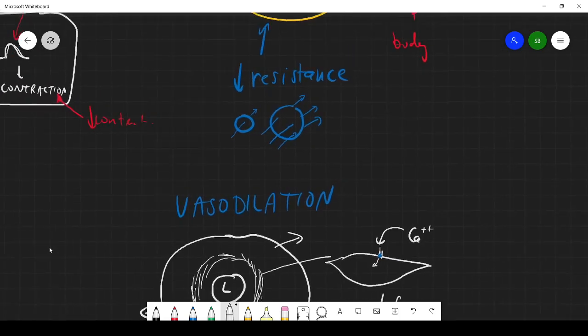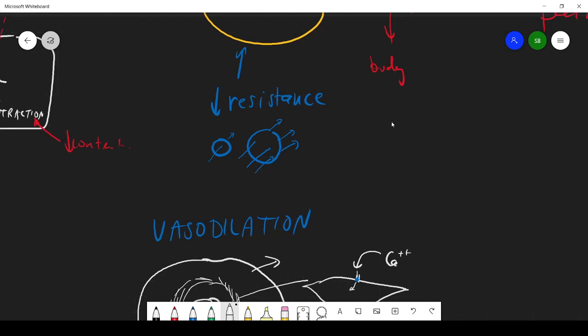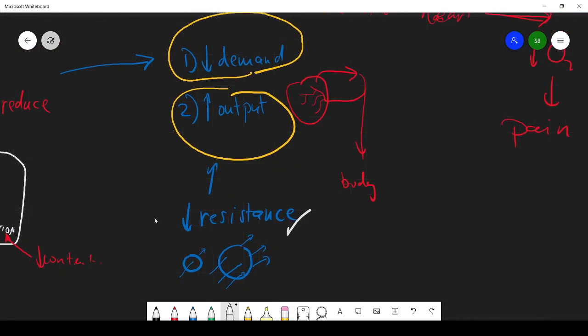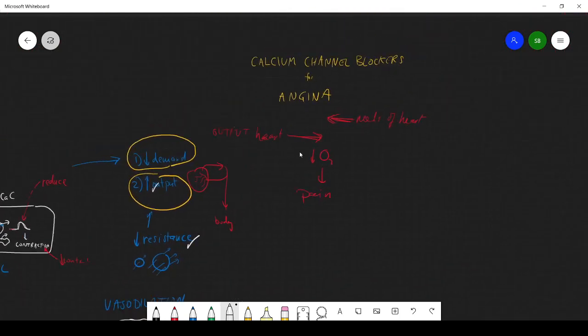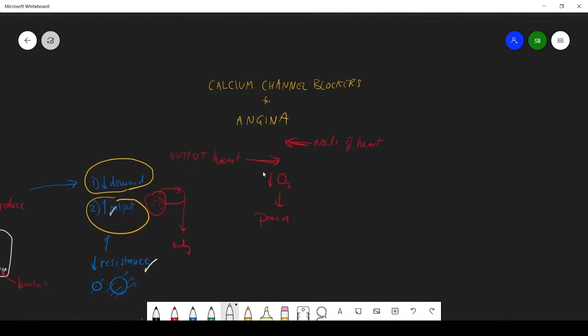Calcium channel blockers. And so this is what we get: decreased resistance. So effectively, for the same amount of pressure, the same amount of work, we actually increase the cardiac output. So that then is how calcium channel blockers are used for the control of angina.